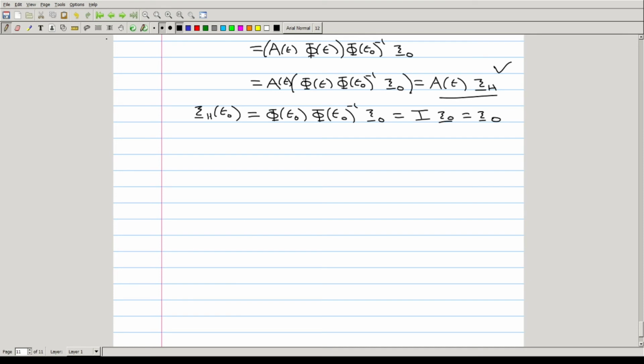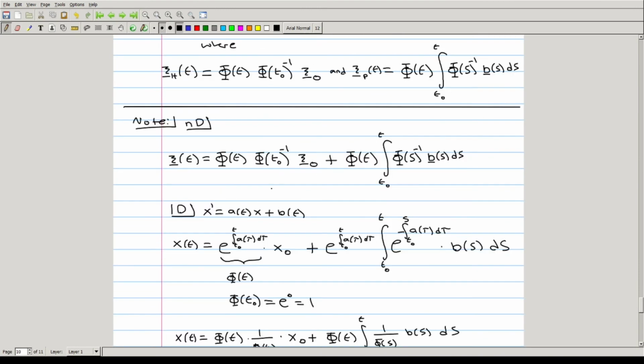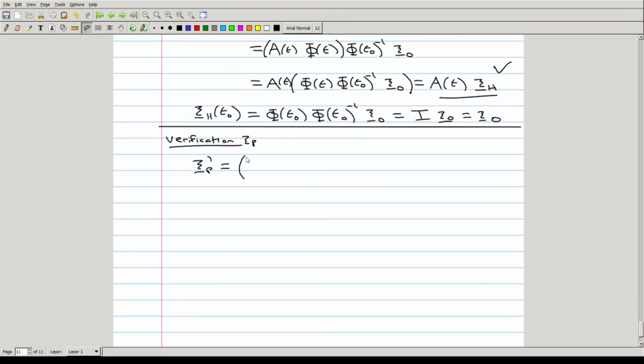And we also want to verify that xi p is a particular solution. This is a little bit more challenging because you have to take the derivative of the matrix product of this matrix phi of t with this matrix right here. But this isn't too bad when we generalize the product rule. And the product rule does, in fact, generalize very nicely to matrix and vector functions.